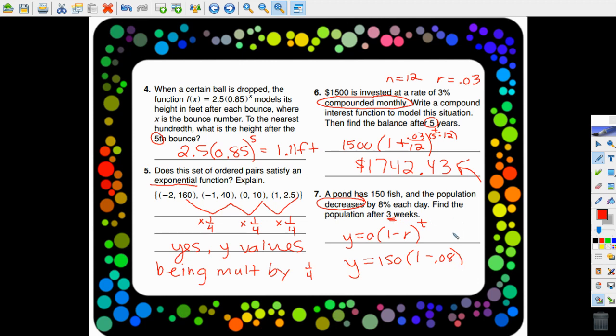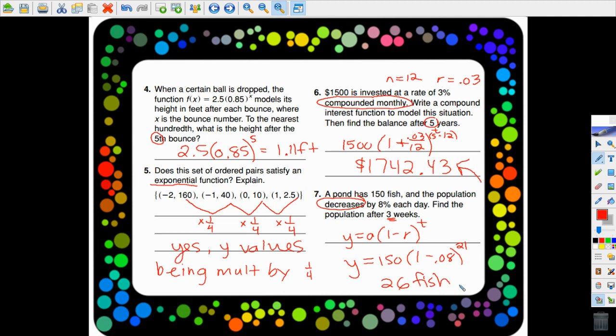3 weeks. We're not typing in 3, everybody. We're going to type in 21. 7 times 3, 21. And we're going to round to a whole number because we do not want to chop these fish up. So we get 26 fish.